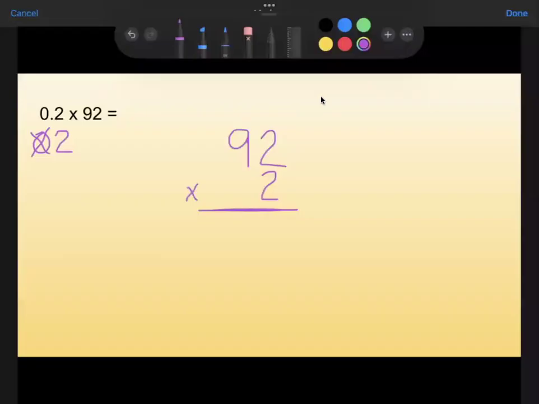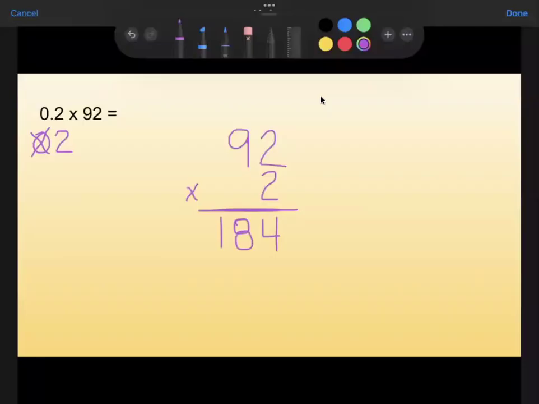Now for this video, I'm going to be doing the multiplication using standard algorithm. If you use a different method to multiply big numbers, go ahead and use it. That's totally fine. So 2 times 2 is 4. And 9 times 2 is 18. So I'd put an 8 here and a 1 here. So when I'm done multiplying, I get the answer of 184.